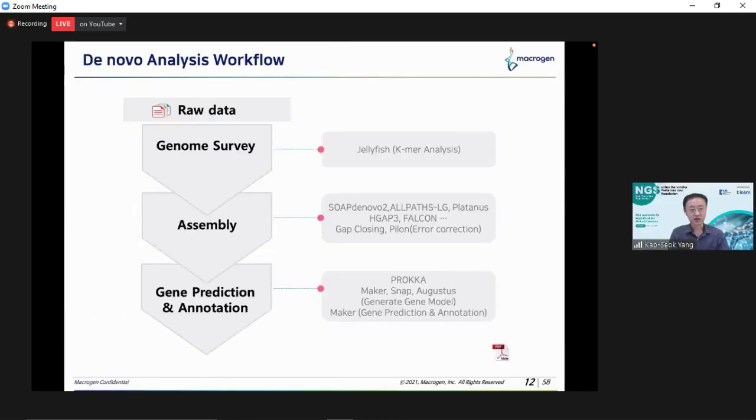Well, getting back to the basics, the de novo analysis workflow is very straightforward. You get the raw data, and you start with the genome survey using k-mer analysis, and you do the assembly with many different kinds of assembly algorithms or systems. And after that, you get the draft assembly, and you start from there and go directly into gene prediction and annotation.